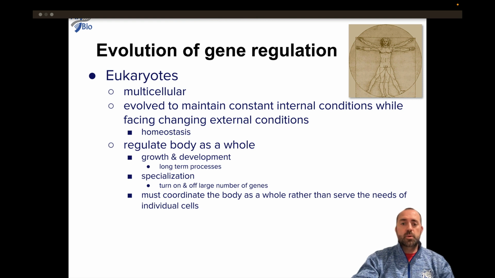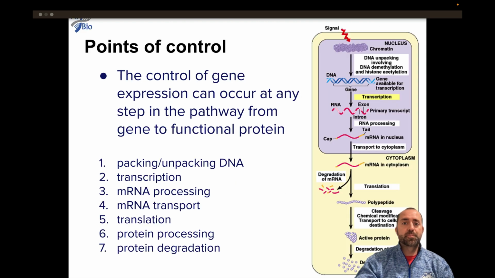And then these organs are made up of specialized tissues that have specialized cells. And we need to be able to turn on and off large numbers of genes to make those cells do certain things while not wasting resources and producing unnecessary proteins. And then as a whole body, we have to coordinate as a whole, rather than just serving the needs of one cell. All of our cells are kind of serving the needs of the body, and that takes a lot of communication and regulation in terms of our genome.